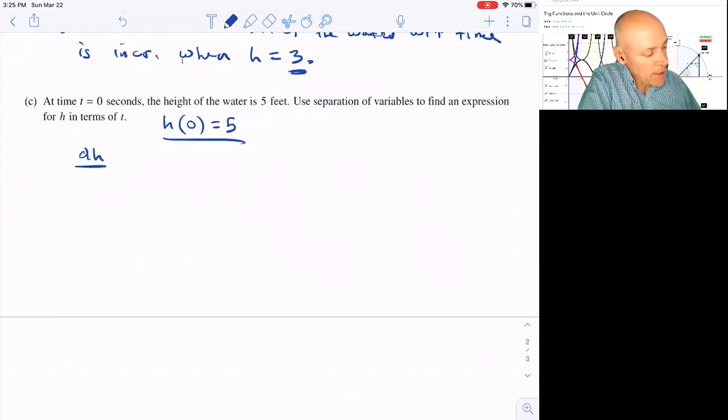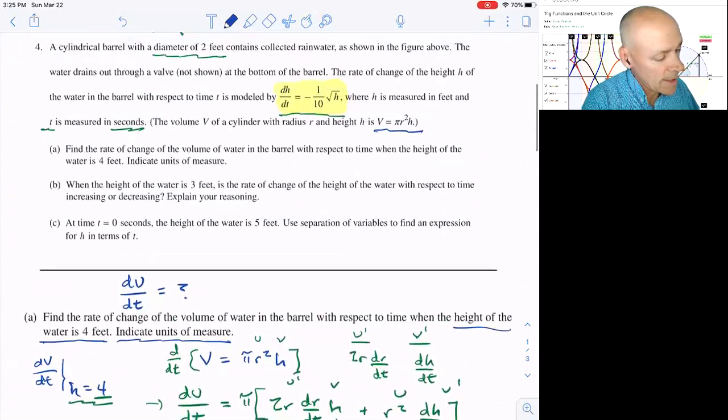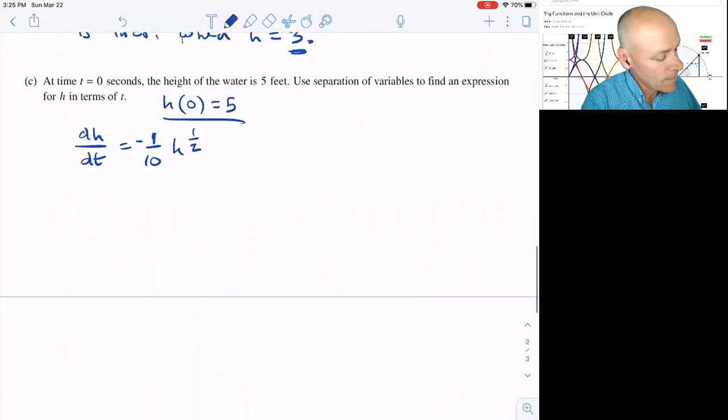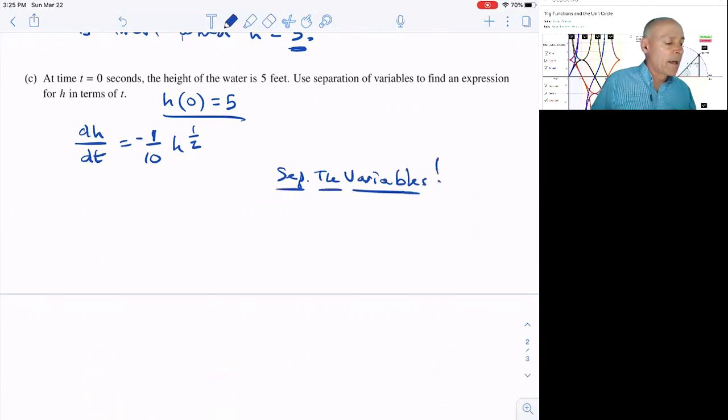So dh/dt is equal to negative 1/10, and I'm just going to do a rewrite. Square root of h is just h to the 1/2. So it should be negative 1/10 square root of h. All right, so I'm off to the races. First thing I want to do, most important, I want to separate the variables. As we've always stressed, this is the most important step of this differential equation problem.